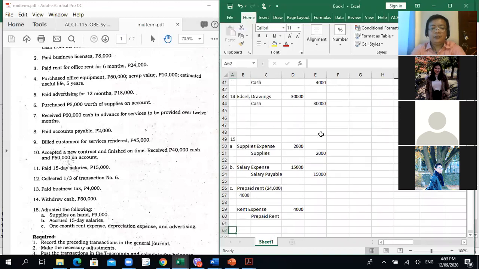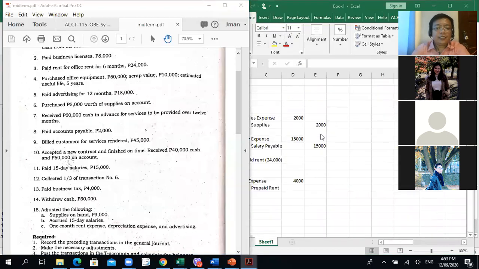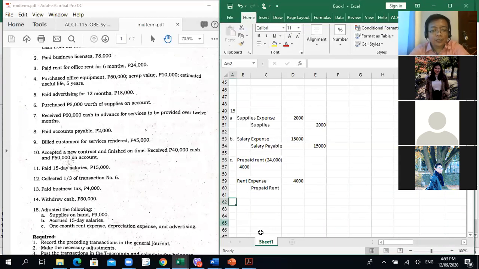Next is letter D. Prepaid rent. All right. Okay, wala na. Next is your depreciation expense. So you have here depreciation expense. Take note that it should be for 1 month only. Okay? Depreciation.